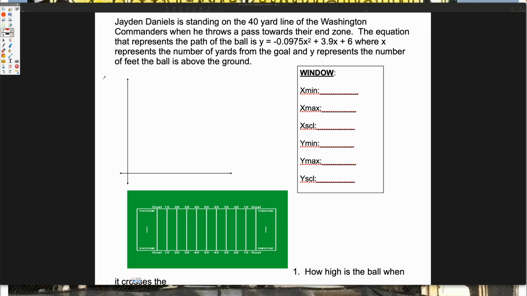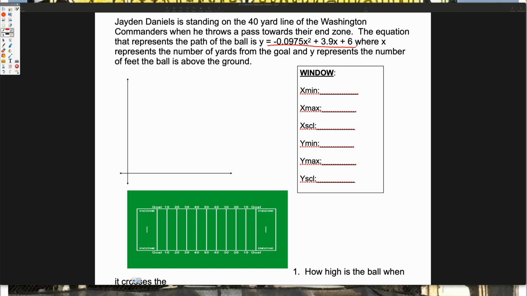Jaden Daniels is standing on the 40-yard line of the Washington Commanders when he throws a pass towards their end zone. The equation that represents the path of the ball is y equals negative 0.0975x squared plus 3.9x plus 6, where x represents the number of yards from the goal and y represents the number of feet the ball is above the ground. Okay, so looking at this, there's three important things. Here's our equation. Let's go ahead and put that into our calculators.